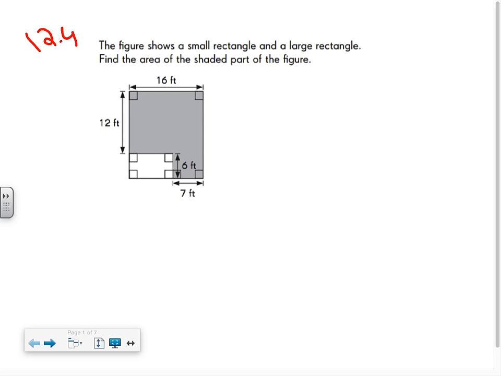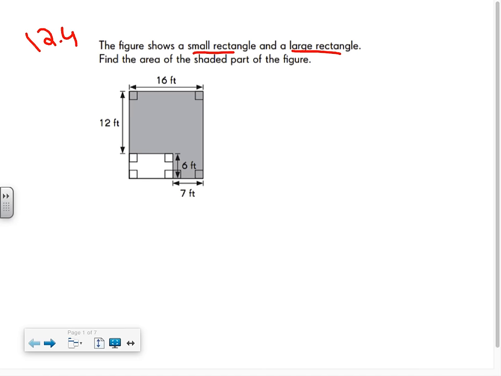Basically, first I would read the problem and underline anything that's important. The figure shows a small rectangle, which I'm assuming is this, and a large rectangle, which is this whole thing, and it says find the area of the shaded part of the figure. Obviously, the shaded part is where it's colored in. Okay, so there's two ways to do this.